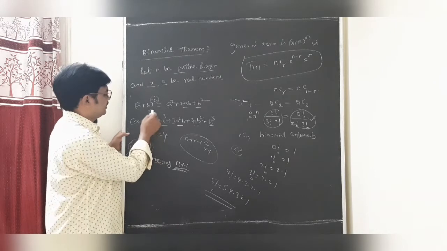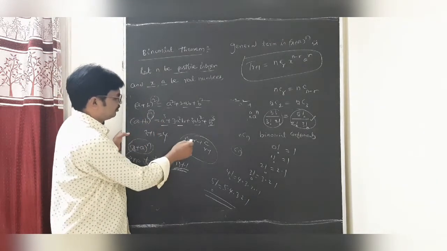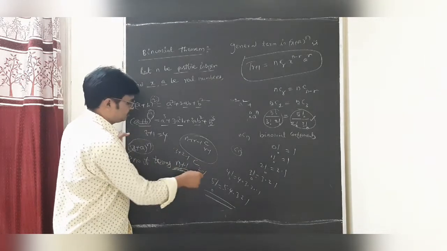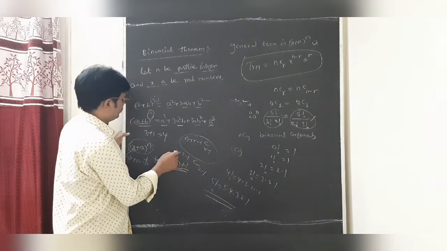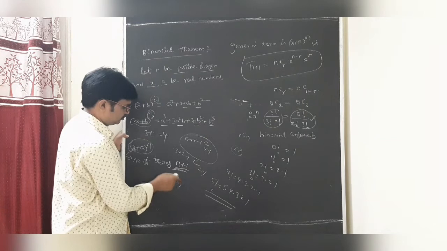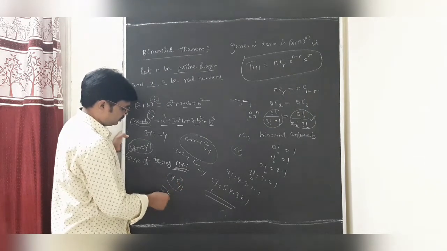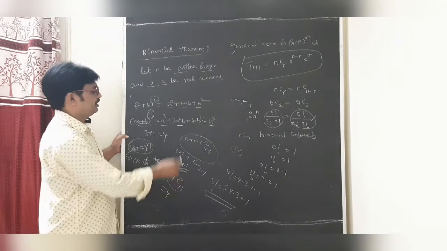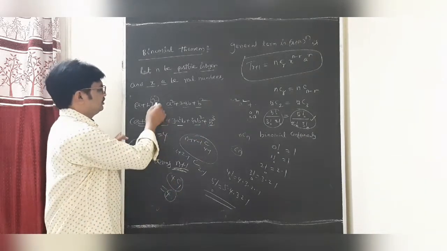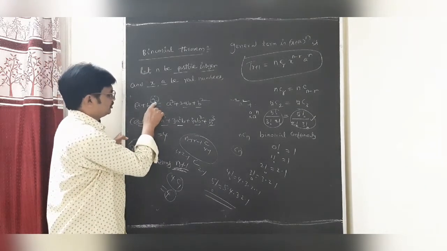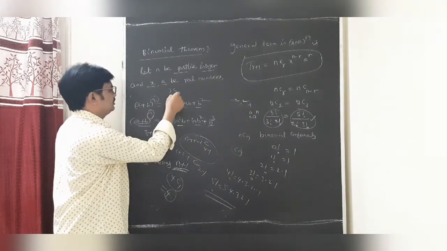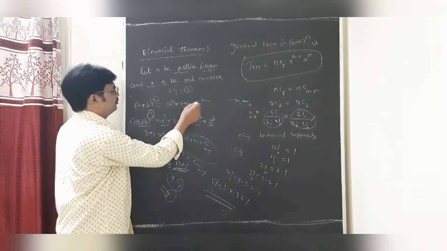Suppose, students, here n is 3, r is 2. How to write this? 3 plus 2 minus 1, C, 2 minus 1. So 3 plus 2 is 5, 5 minus 1 is 4, and 2 minus 1 is 1, so 4C1 equal to 4. Dear students, how many terms are there? 1, 2, 3, 4. This is the method. Similarly, suppose here n is 2 and r is 2: 2 plus 2 is 4, minus 1 is 3, undoubtedly 2 minus 1 is 1, 3C1 is 3. 1, 2, 3.